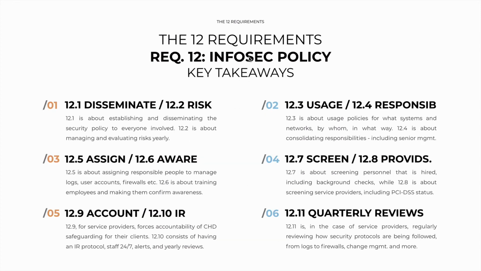What are the key takeaways from requirement 12? The first two requirements are about the policy and risks. 12.1 is about establishing, maintaining, and disseminating the policies to everyone involved, while 12.2 is about doing yearly risk assessment and evaluation. Then, 12.3 is about usage policies. What technology can be used, for what purpose, what systems, and accessed by which roles, while 12.4 is about consolidating responsibilities.